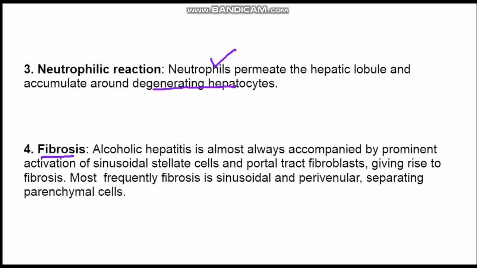Then fibrosis. Alcoholic hepatitis can also be accompanied by activation of stellate cells. If you want to understand more about stellate cells, watch the video in which I have discussed cirrhosis. The activation of stellate cells and the portal tract fibroblasts causes fibrosis, leading finally to cirrhosis.